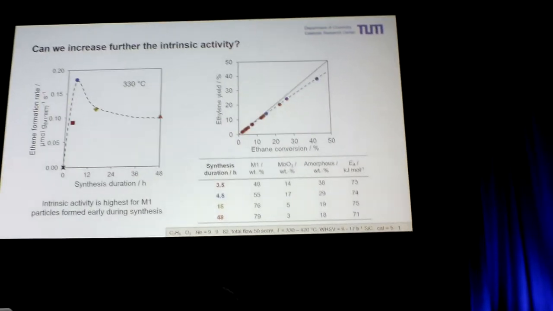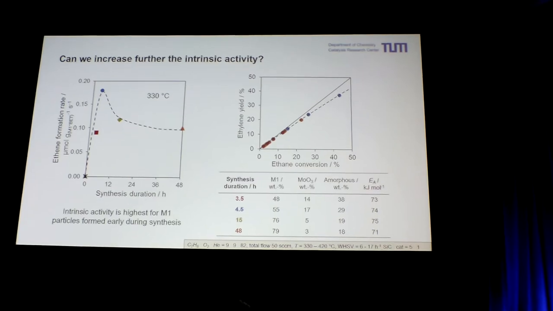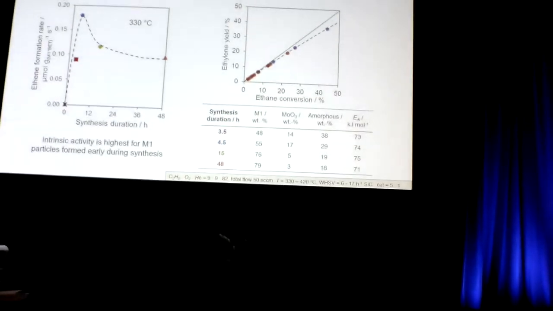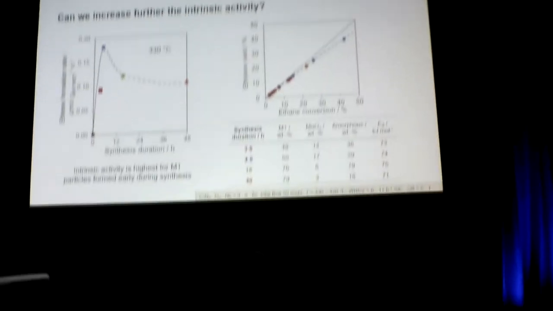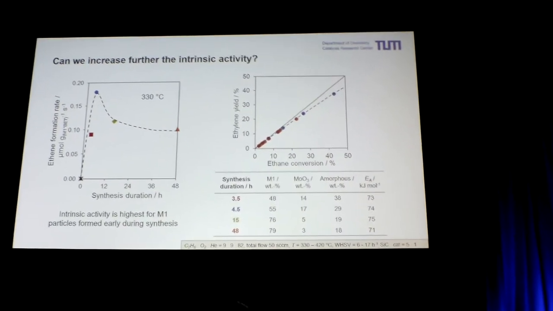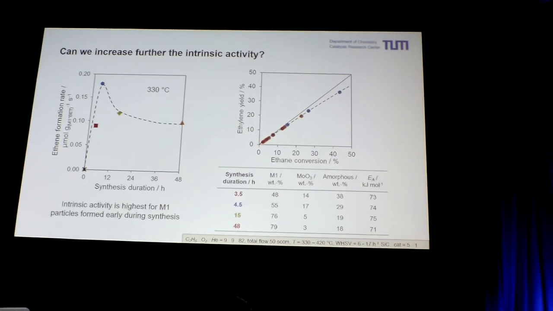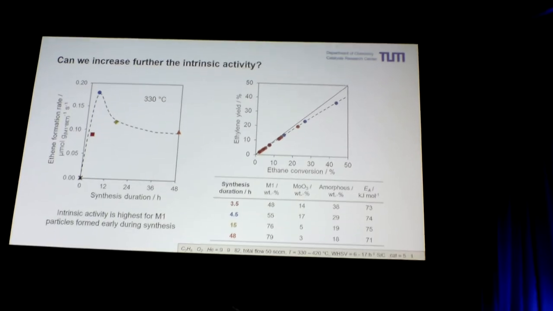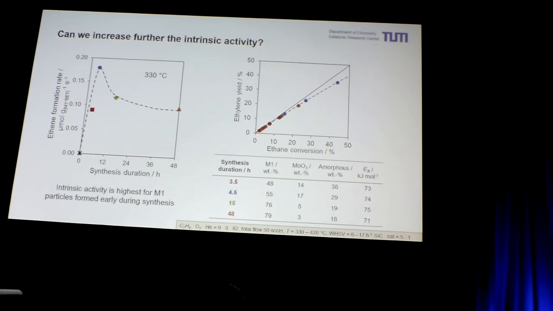Then, this is where we are, and now the question is if we can increase the intrinsic activity further. We have seen that in the first 15 hours of synthesis, we already form all the M1. Then the question comes whether the crystallinity and the morphology of the particles change during those first hours, and if we might manage to make even more active particles at shorter synthesis times.